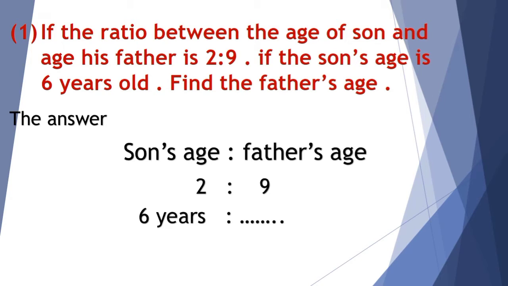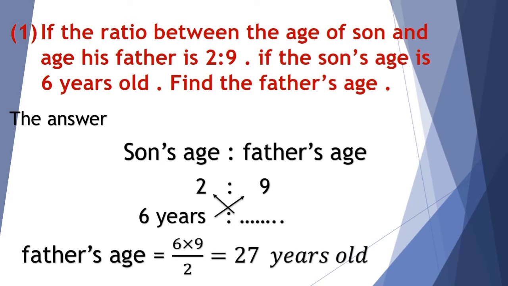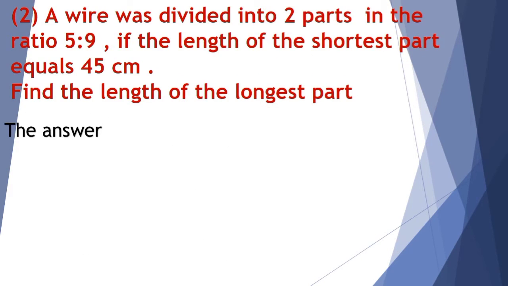To find the father's age, I will make crisscross. So 6 times 9 over 2, it will be 27 years old.